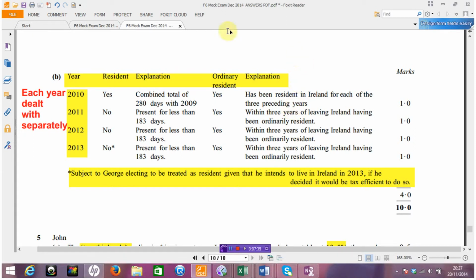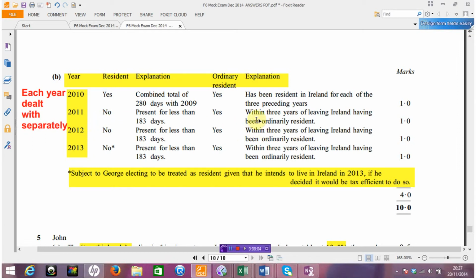Okay. Now, in relation to 2011 and 2012, we can see that very clearly he's not present for enough days in either year. Therefore, he cannot be resident. He doesn't satisfy the rule. Certainly, the look-back rule is going to be irrelevant too. So in those 2 years, he is definitely not resident, because he does not satisfy that 183-day rule.